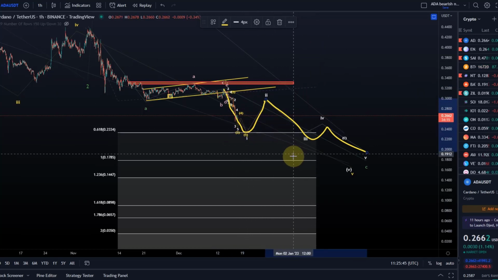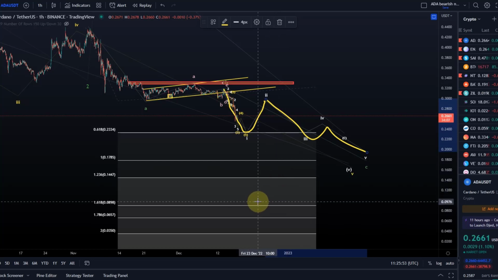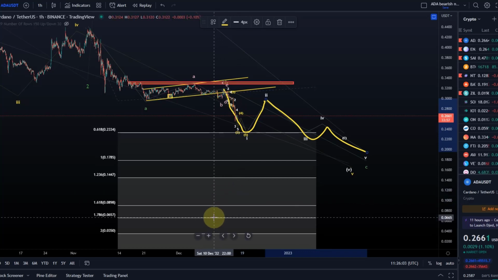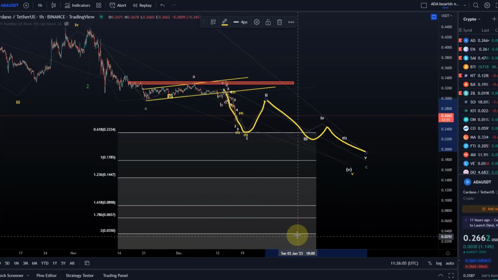Then we've got the 1-to-1 ratio that will be at 18 cents. And then we've got the 1.236 extension at 14.5 cents. And then a very important one, the 1.618 extension around 9 cents. I mean, I don't know. It is technically possible that ADA gets to around 10 cents, of course. But I don't know how. If ADA does it, other coins will suffer massively as well.